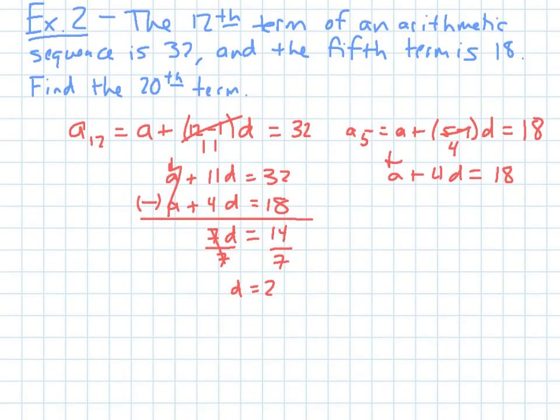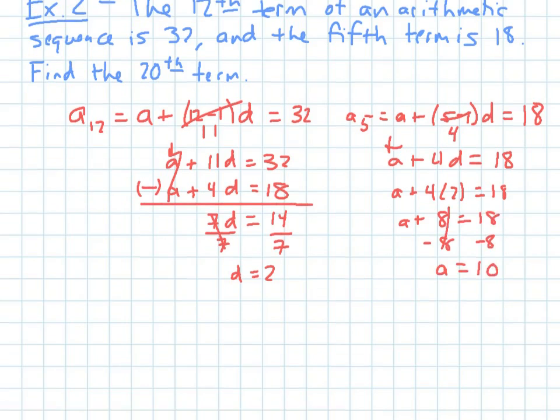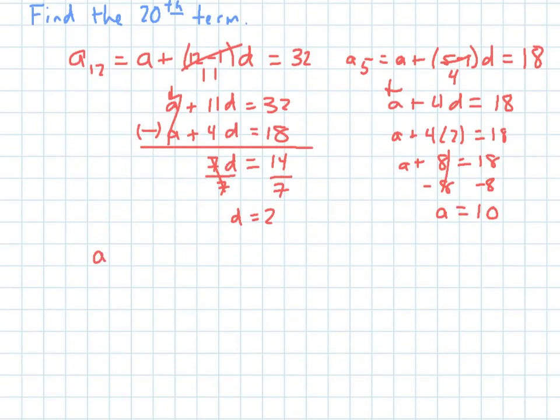And now I'm going to plug that into one of the equations. Since this one's sitting all nice and pretty over here, I'll do it for this one. So I plug into the a plus 4d equals 18 equation. d is 2, so 4 times 2 is 8. And now subtract 8 from both sides to get a by itself, which gives me 10. Okay, so now I have both those values. So let's set up our equation: 10 plus n minus 1 times 2.